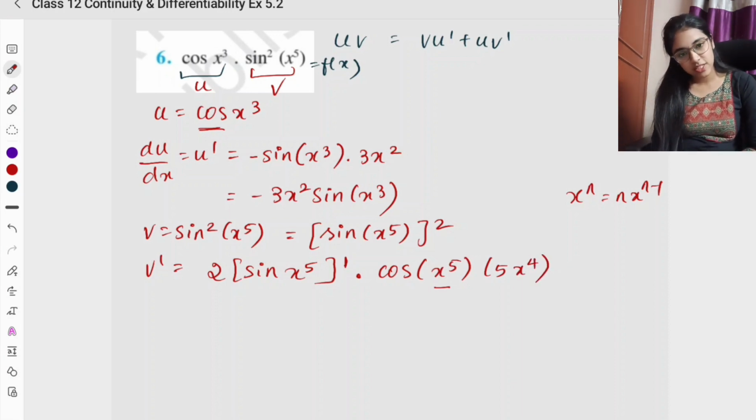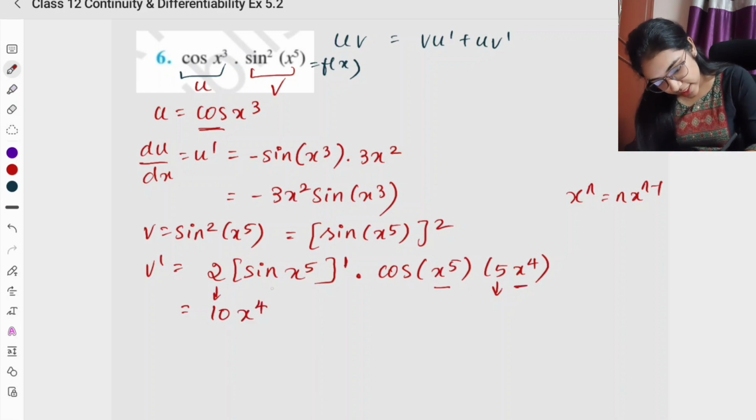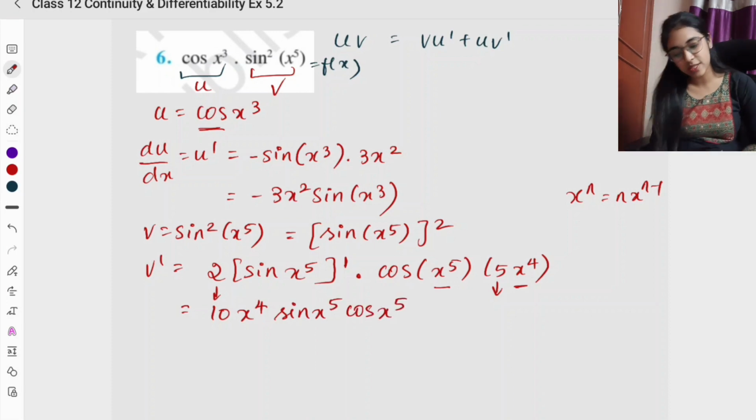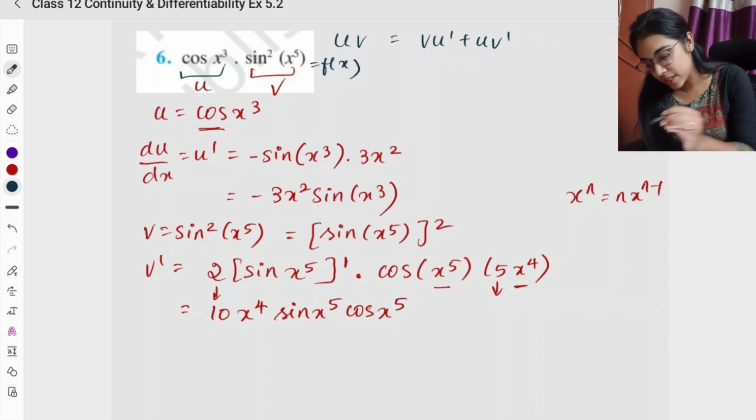Clear? So this is a chain reaction mari. Chain derivative kandupidichite varano. So what is my final answer? இந்த இடத்துல 5 இருக்கு, இந்த இடத்துல 2 இருக்கு. So 5 2s are 10 times x to the power 4 in the x to the power 4. Then I have sin x to the power 5 cos x to the power 5. So this is my v dash. So I found out what my u dash is and what my v dash is. Now simply substitute panna vendida.